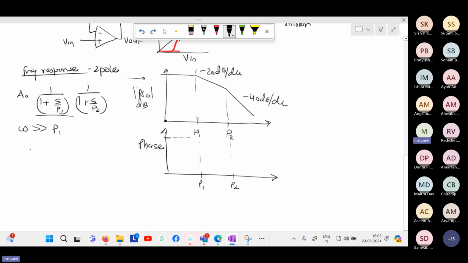So the first expression, what will happen to it? 1 plus S upon P1. So here it is 1 plus iota omega upon P1. Now, once your omega is much greater than P1, you are way past it. As a result, you will write 1 upon, or P1 upon iota omega. And if you multiply up and down by iota omega, it will be minus iota P1 upon omega. So what is this minus iota? Minus 90 degree. So this is e to the power of minus iota pi by 2.